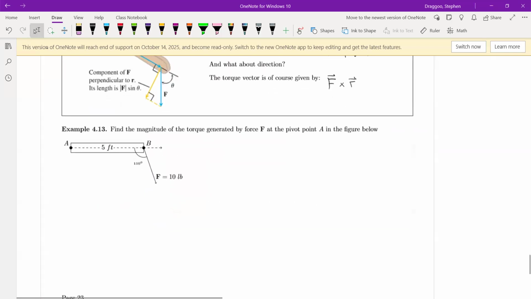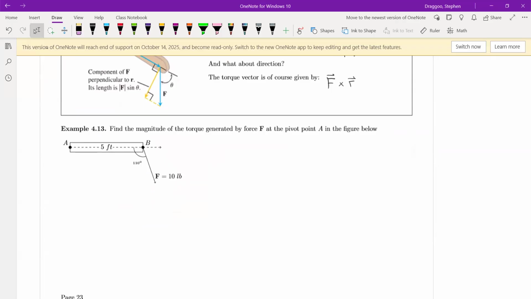All that to say, if I really want to find the magnitude of the torque generated by this 10-pound force on the end of a 5-foot lever arm, where our pivot is at A, we're pivoting at A. If we're pivoting at B, we're not going to get a lot of torque. So pivot at A, and to get the magnitude of that torque, we'll use magnitude F times magnitude R times sine theta, which in this case is 10 times 5 times the sine of 110 degrees.